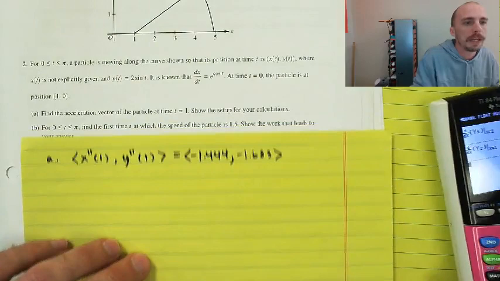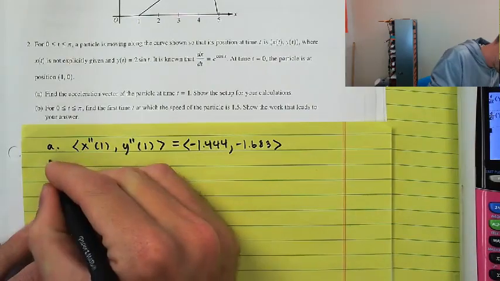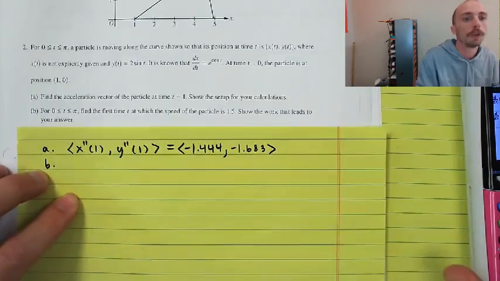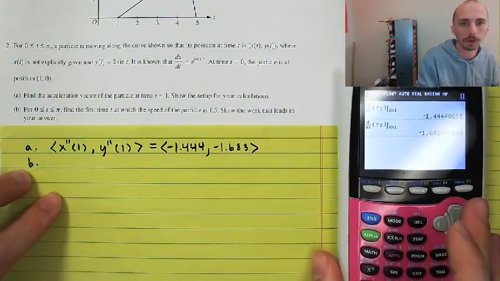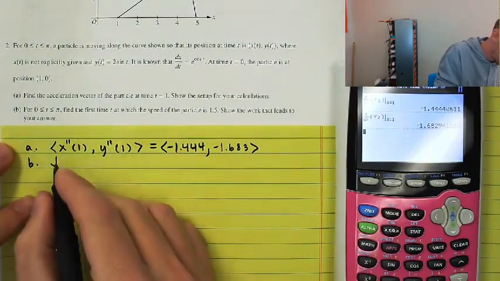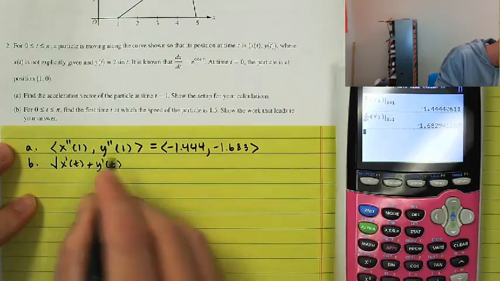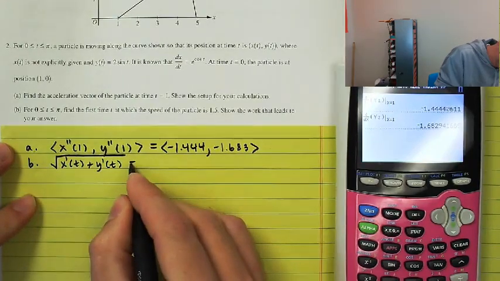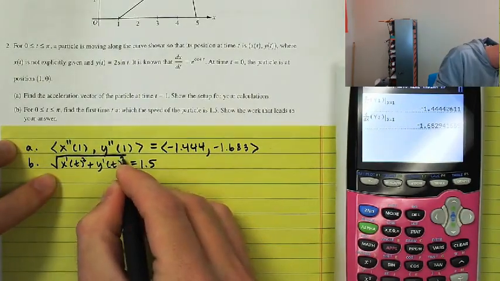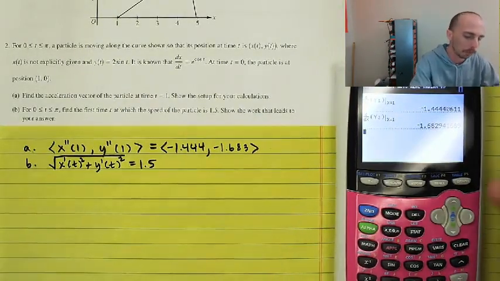And that's A. For part B, we're going to find the first time t at which the speed of the particle is 1.5. They give us a time interval this thing's moving on, 0 to pi, so I'm going to make sure to set my window accordingly when I solve this by graphing. I need to find the speed equals 1.5. If I'm going to solve an equation using the calculator, I need to write down the equation that I solved. So the square root of x prime of t squared plus y prime of t squared needs to equal 1.5. That's the equation that we're solving. Its speed equals 1.5.